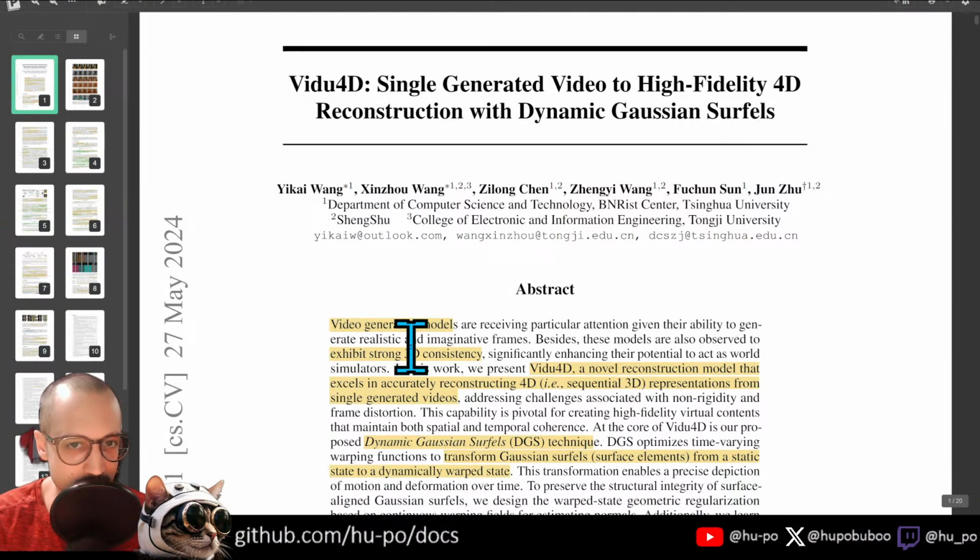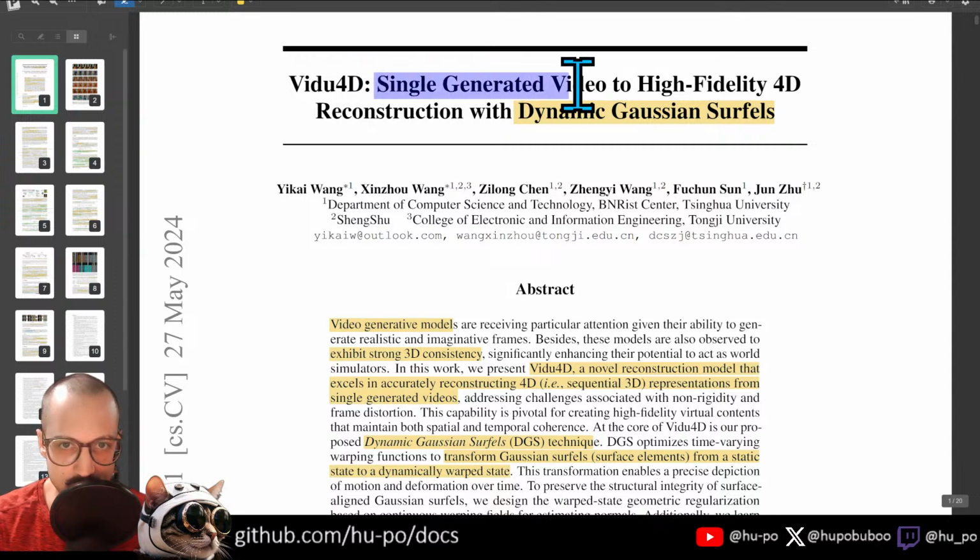So this is going to be a stream centered around this paper. This is a paper released the 27th of May. It's a grab bag of different Chinese institutions, including Tsinghua University and Shengshu. This paper is called Vidu4D: Single Generated Video to High-Fidelity 4D Reconstruction with Dynamic Gaussian Surfels. Dynamic Gaussian Surfels are the four-dimensional version of Gaussian Surfels, which is a stream that we did a couple streams ago. So we're finally now seeing the 4D version. Previously, we were looking at the 3D version.